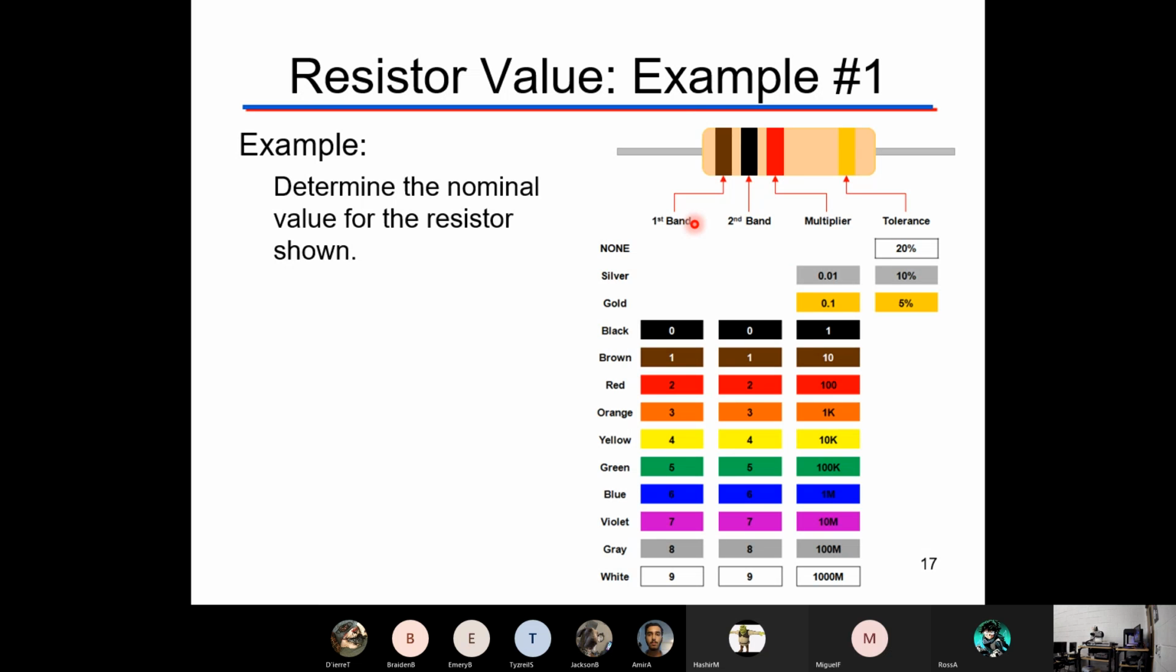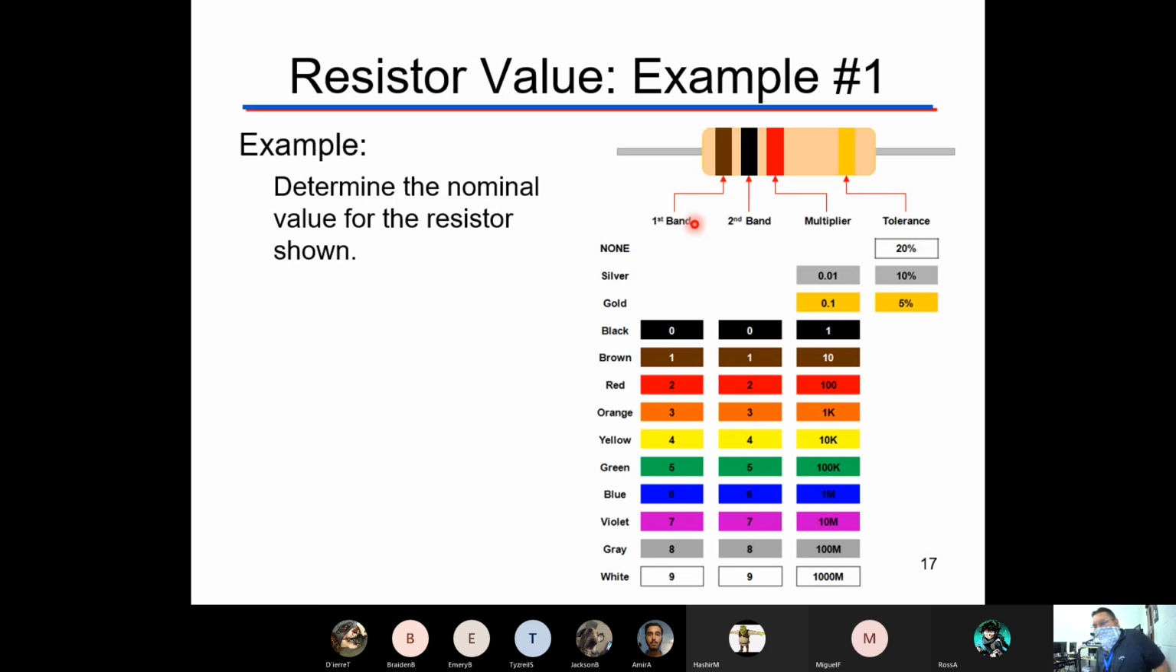Wait, so you need to write this whole thing down? You just need to write down the colors and then write down... All right, so brown, black, red, gold.